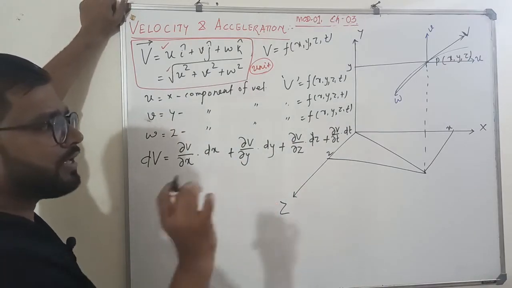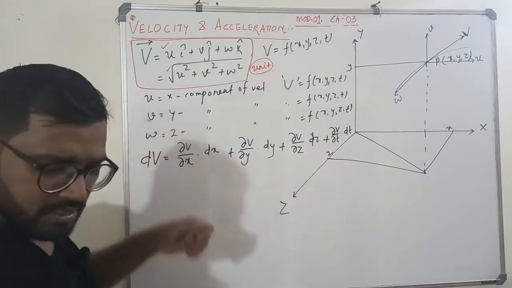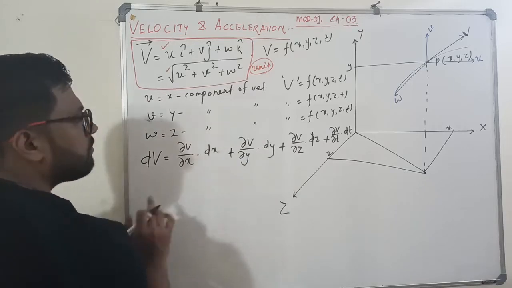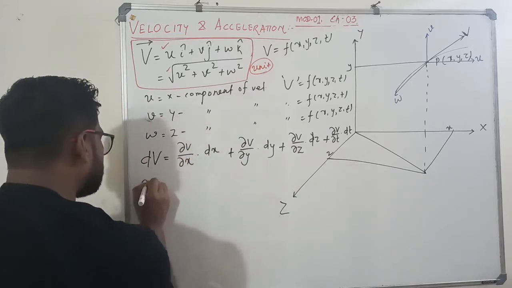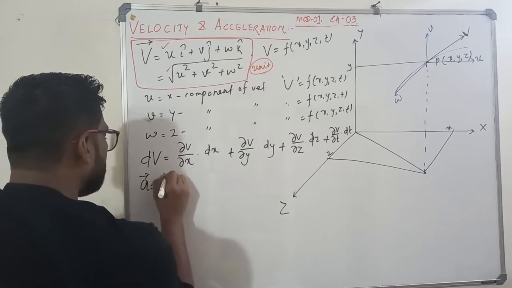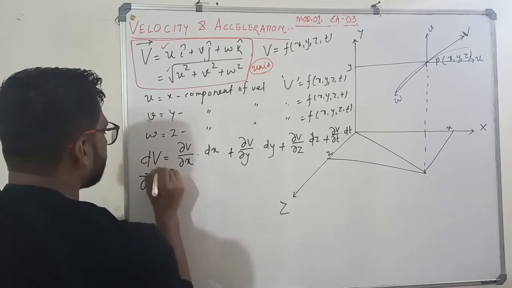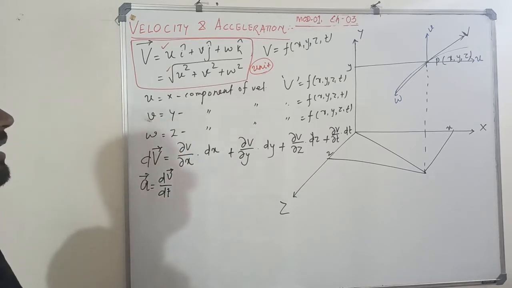Multiply dt. Very, very good. Okay, so this is your dv. What is your acceleration? Sir, acceleration A is equal to dv by dt.